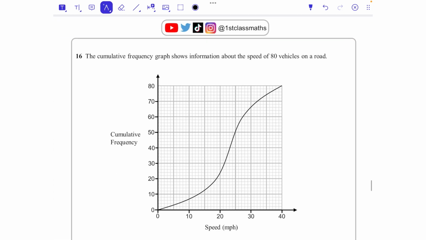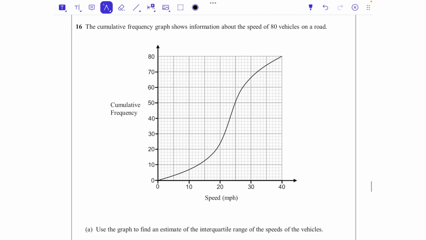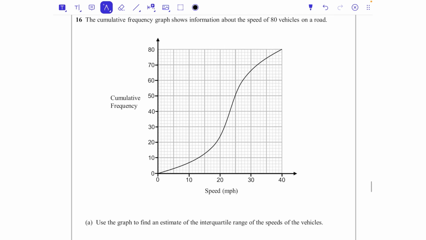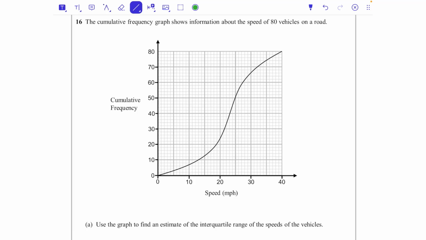Brilliant. Question number 16. The cumulative frequency graph shows information about the speeds of 80 vehicles on a road. Use the graph to find an estimate of the interquartile range of the speeds of the vehicles. So we know that when we've got a cumulative frequency graph, we need to look how many pieces of data there are. And in this case, that is 80. I can see that that's where my graph goes up to there. So the median would be at 40. I would read across, hit the graph, and go down. So if I was asked the median, I would say it is 23. But I haven't been asked the median in this case, but it's helpful to know how to find it.